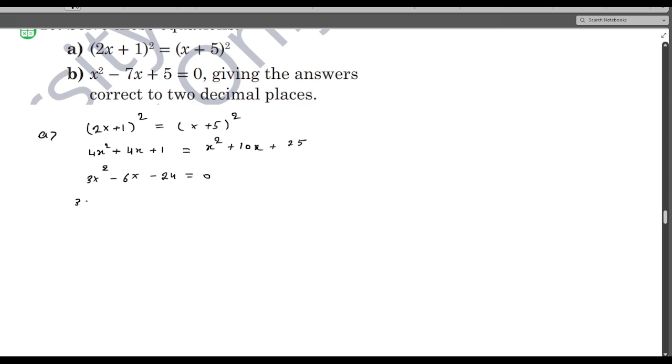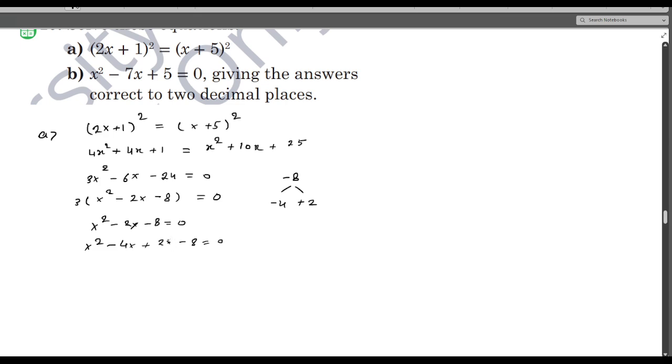So 3, let us take common. So it is x square minus 2x minus 8 is equal to 0. Okay, so your x square minus 2x minus 8 is 0. Minus 8, if I write like minus 4 plus 2, product is minus 8, addition is minus 2. So I can factorize it. x square minus 4x plus 2x minus 8 is 0.